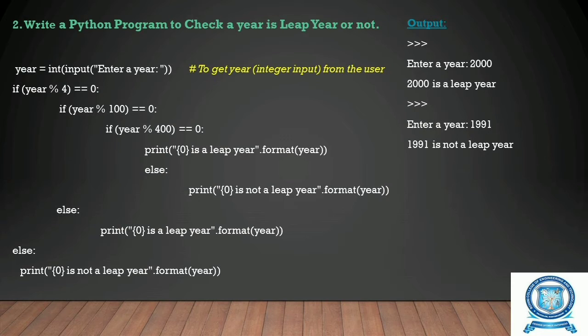Now let us see another example. Write a Python program to check a year is leap year or not. Here we are getting the year as an input. Year is equal to int of input of enter a year. That year will be stored in the variable year.